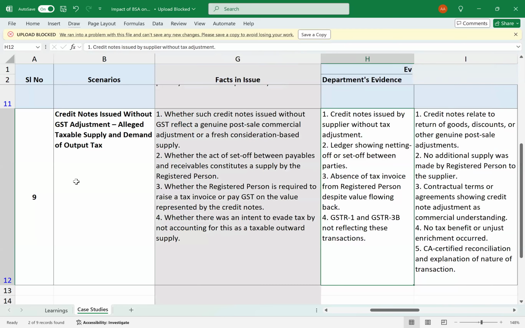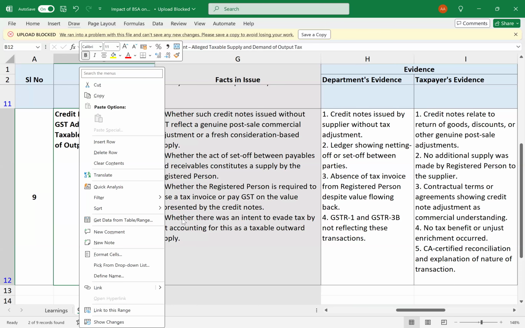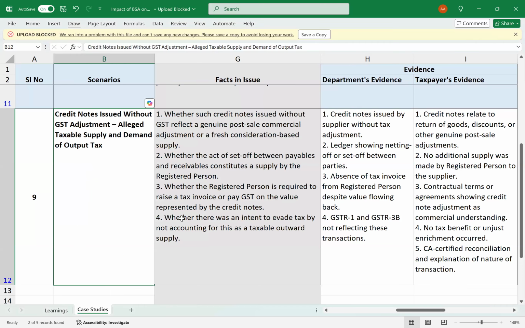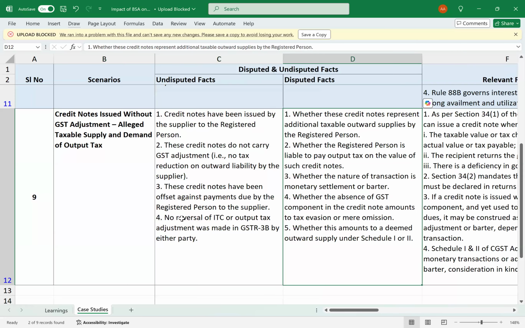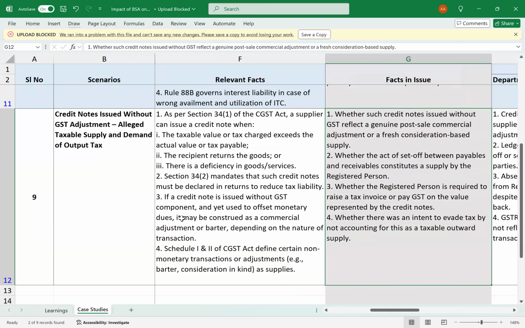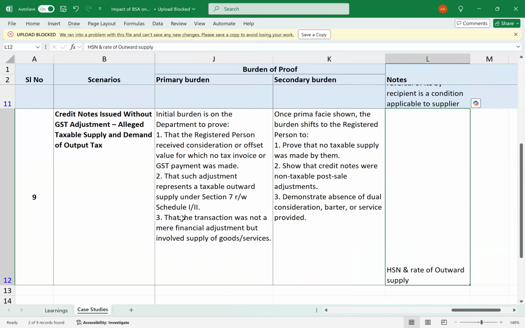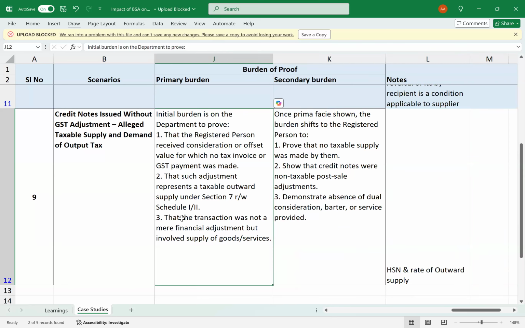In this, again, what I try to put is that there is no supply altogether. But again, we are receiving these notices, with the financial credit note shown on the credit side of the P&L. So the burden of proof would remain on the department. Again, going with the HSN code and everything, the ground is that the HSN code and the rate of the output supply are not mentioned, and therefore the primary burden stays on the department.